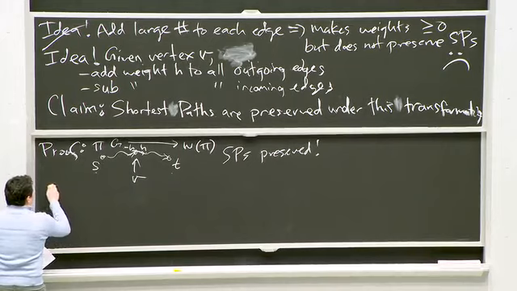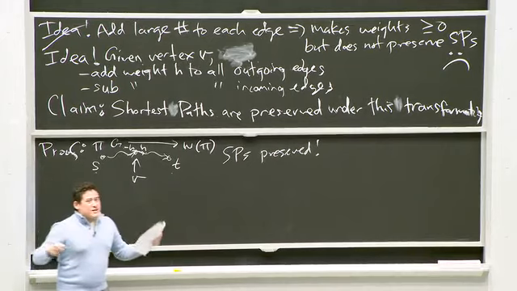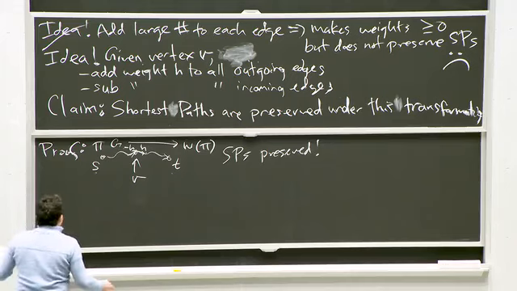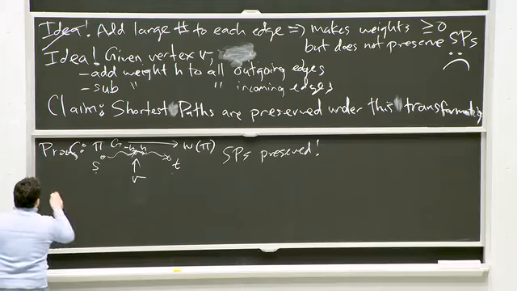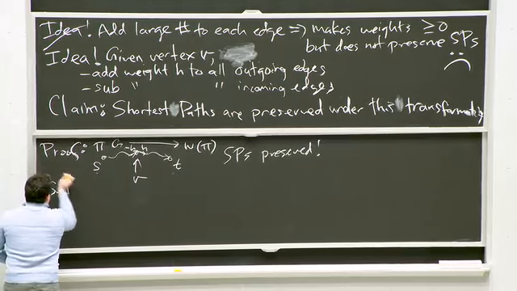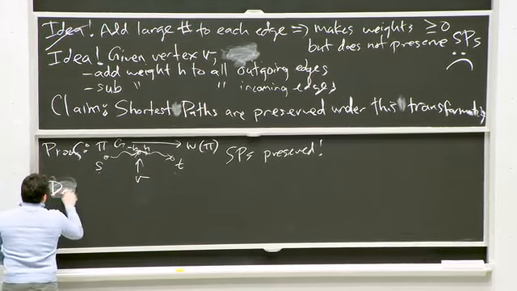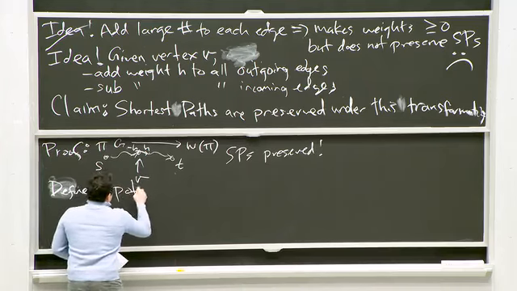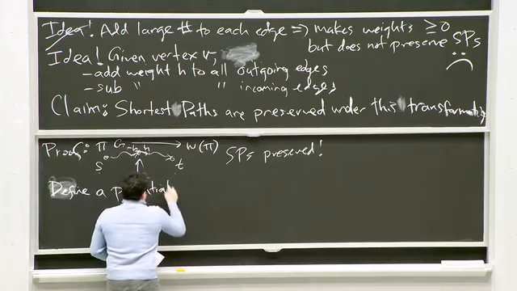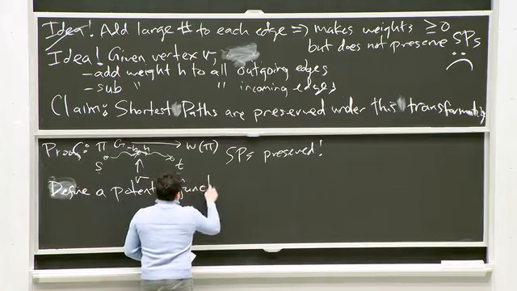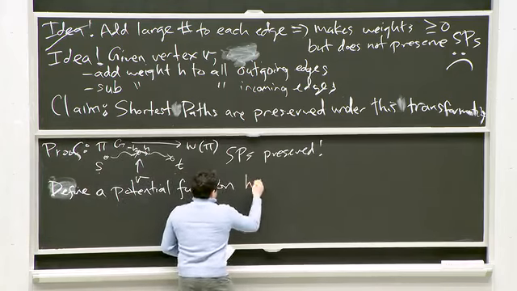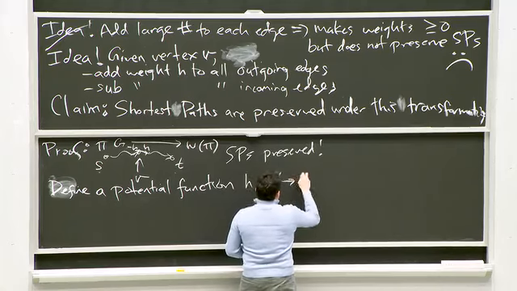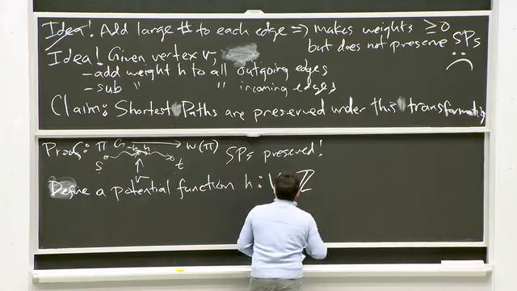What I'm going to want to do is give myself flexibility for changing all the edge weights in my graph to have this property. I'm going to define a potential function H that maps vertices to integers.